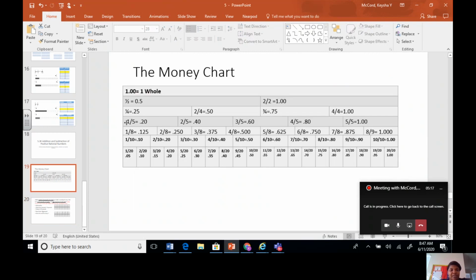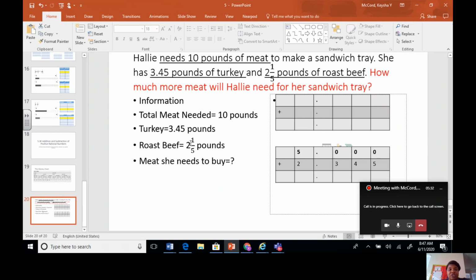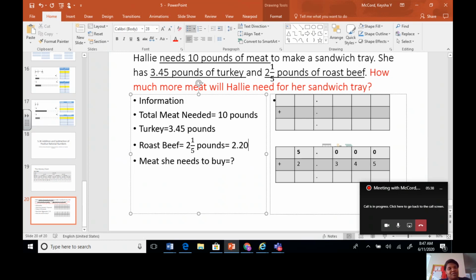I'm going to go to 1/5, and I see 1/5 is right here. 1/5 is the same as 20 hundredths. That means I can change 1/5 to 20 hundredths, and it will be the same amount. So I'm going to change this. Instead of 2 1/5, this is now going to be 2 and 20 hundredths.